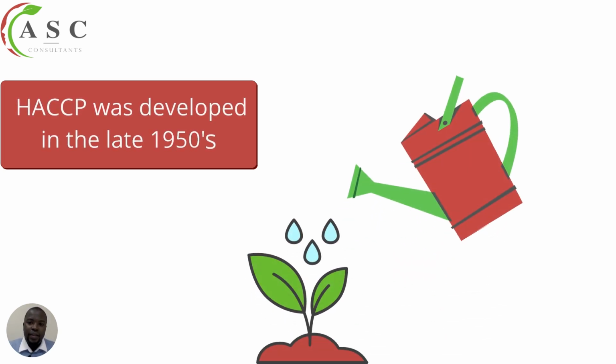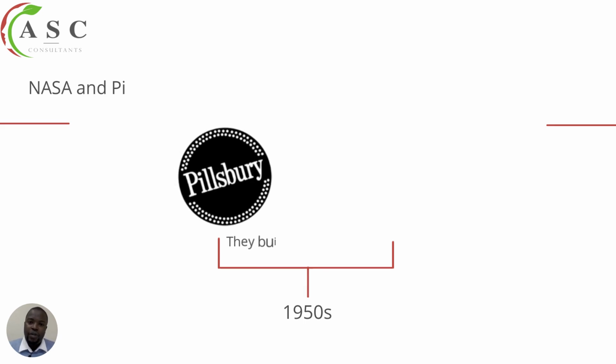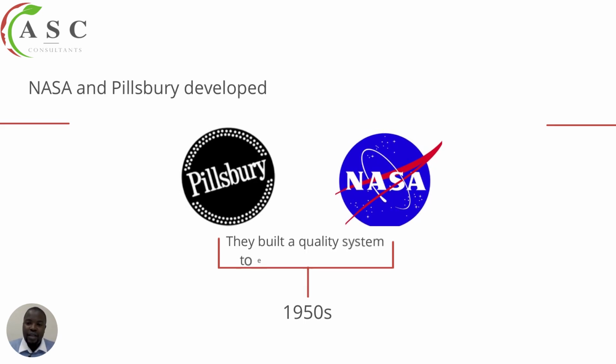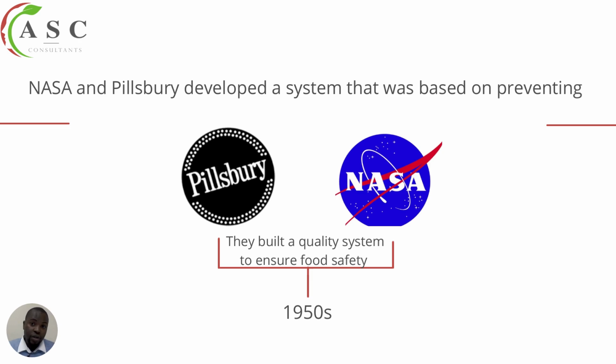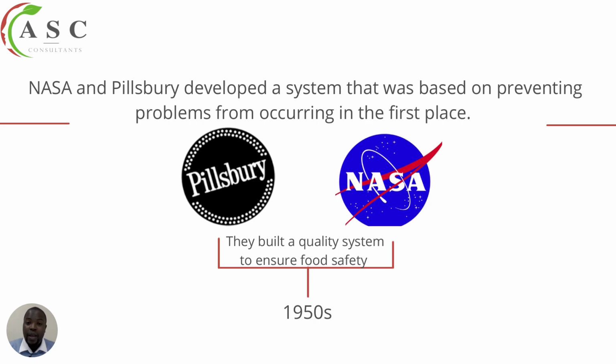So now let's look at the history of HACCP. HACCP was developed in the late 1950s and early 1960s, when NASA, as well as a company called Pillsbury, developed food to be taken by astronauts. They wanted to ensure the food the astronauts were taking was safe for them to consume in space, because there is no emergency room in space. So if you take food that is unsafe, you will get sick and you may end up dying.